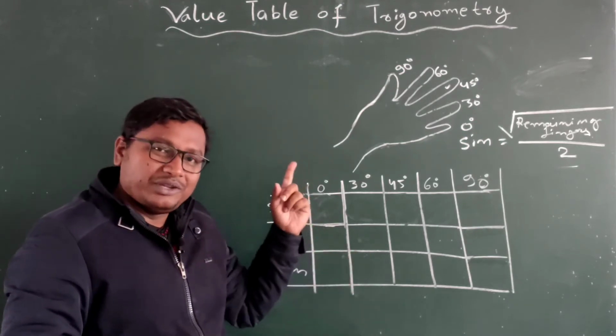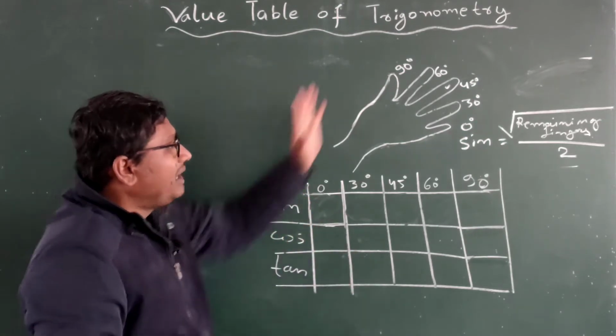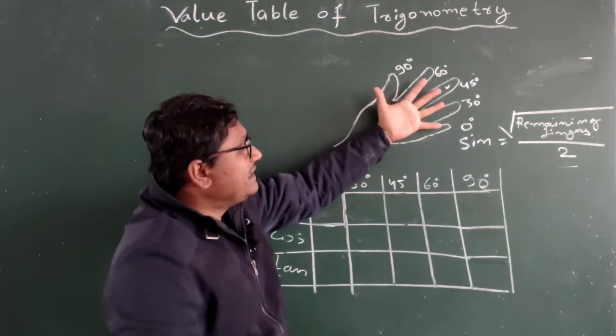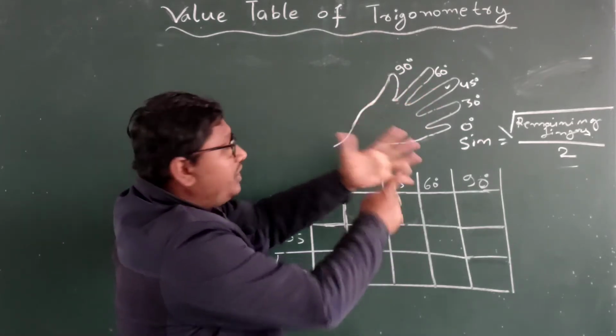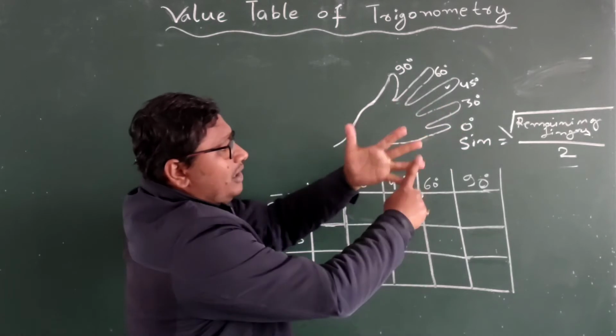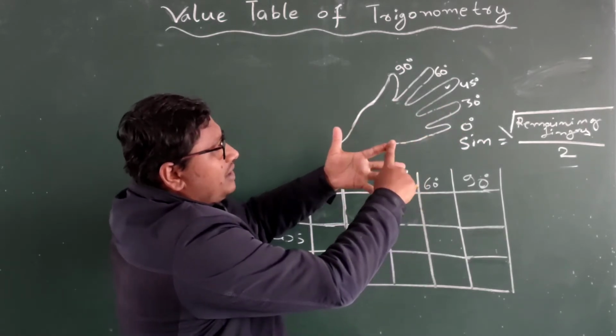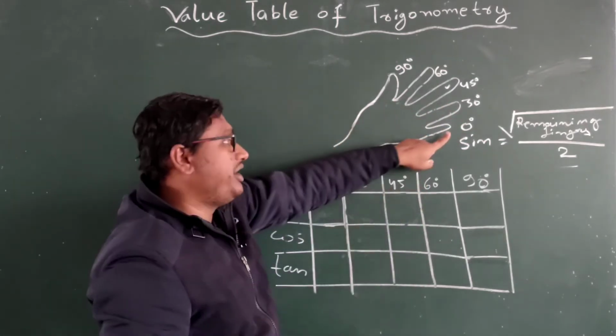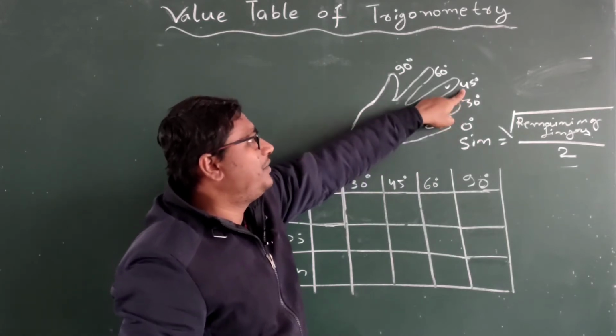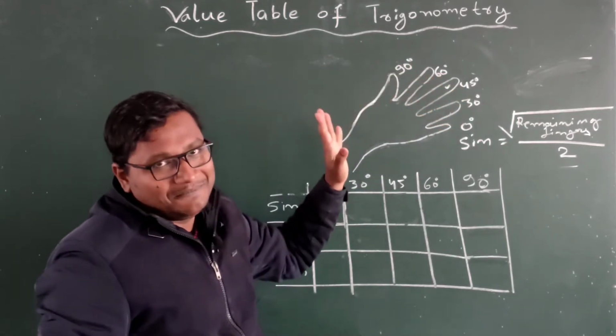Okay, now today we will see here. What is our left palm? This finger will be 0 degree. I have written here 0. Then this will be 30, this will be 45, this will be 60, and this is 90. I have written here 0, 30, 45, 60, and 90.